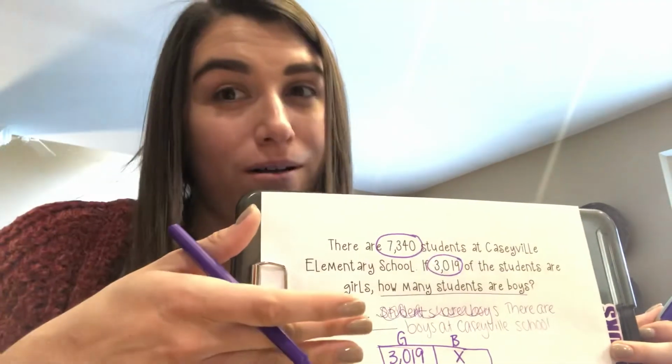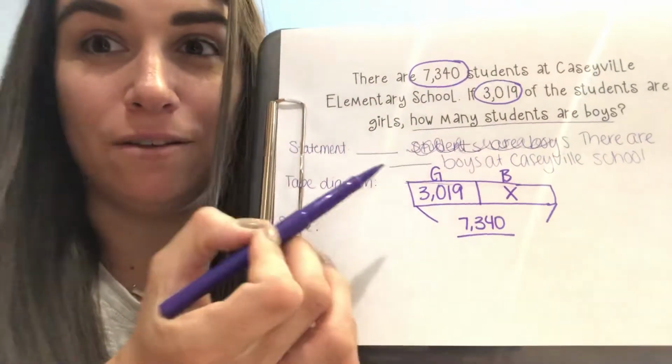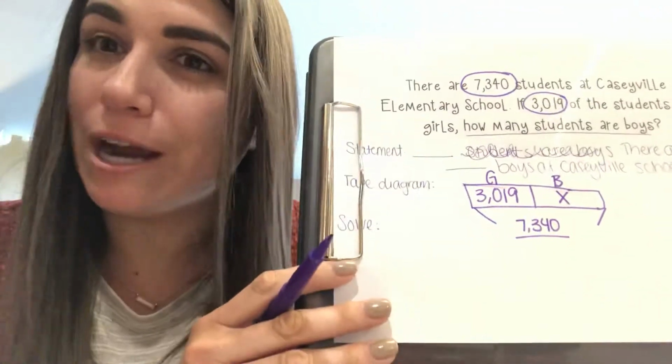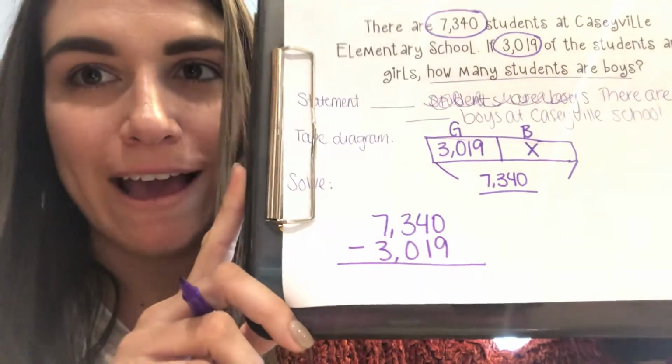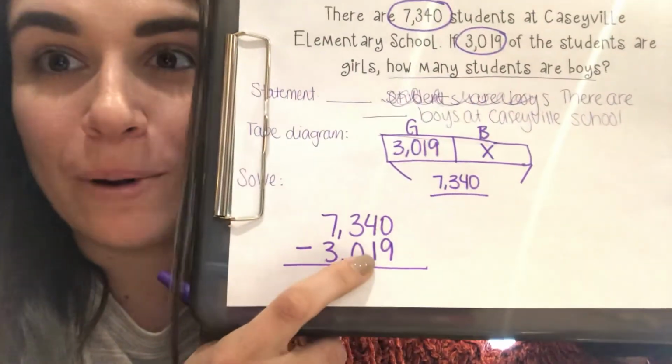So now I need to decide, is this a part whole or a part total? So I know that I have the total and then one of the parts, so I can subtract. So I'm going to subtract 7,340 minus 3,019. Oh man, and I already see that a bottom is bigger there. So I have to borrow already.